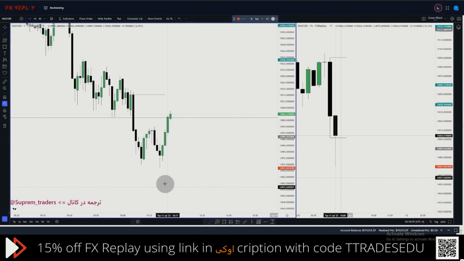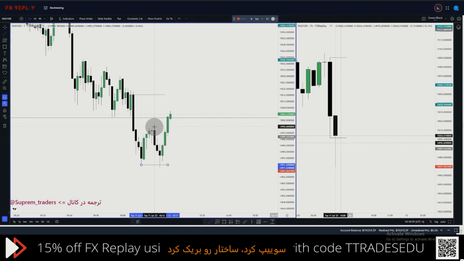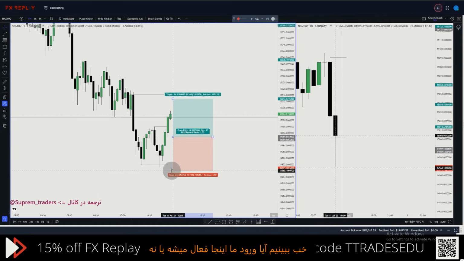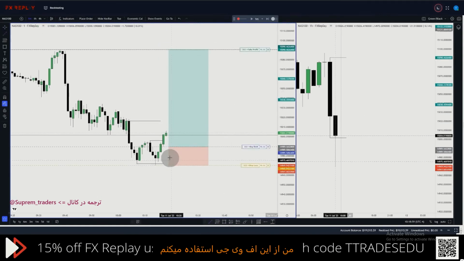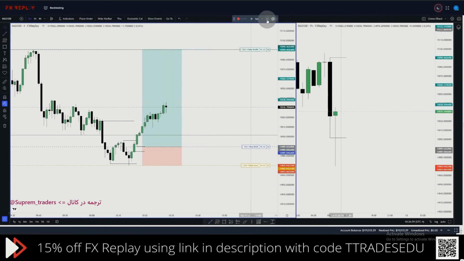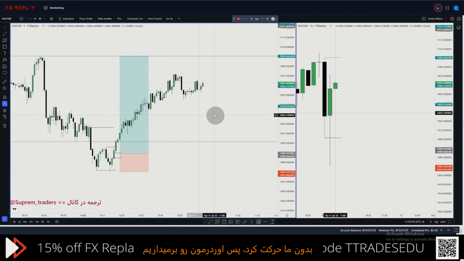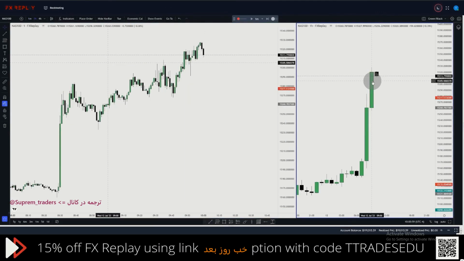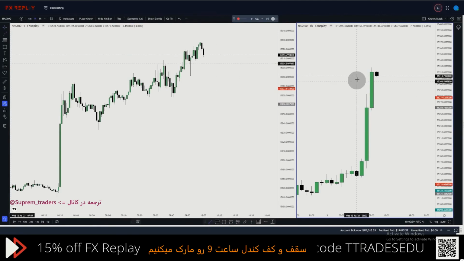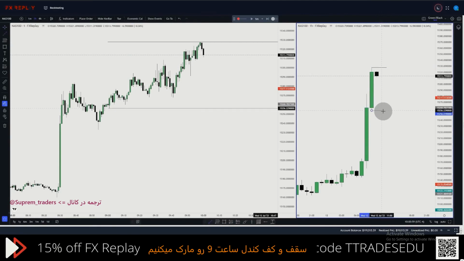Okay, get a sweep, break structure here. So see if we get an entry right here. I'm using that fair value gap. And it leaves without us, so we cancel our order because it's outside the 11 a.m. window. So here we are on the next day. Mark out the 9 a.m. candle, high and low.